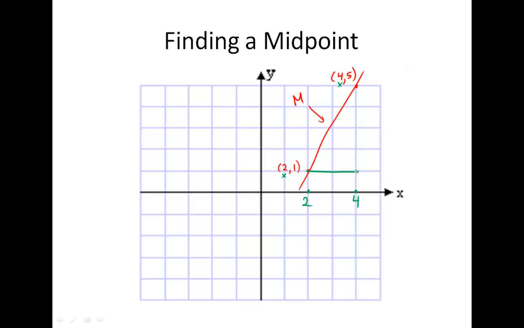How can we find exactly in between those 2 points? Well, you can see on the picture exactly in between is at 3. But numerically, the average of the x values would be found by adding up the x values and dividing by 2, because there are 2 of them, which gives us 6 divided by 2, which gives us 3. So that would give us the first component of the midpoint.